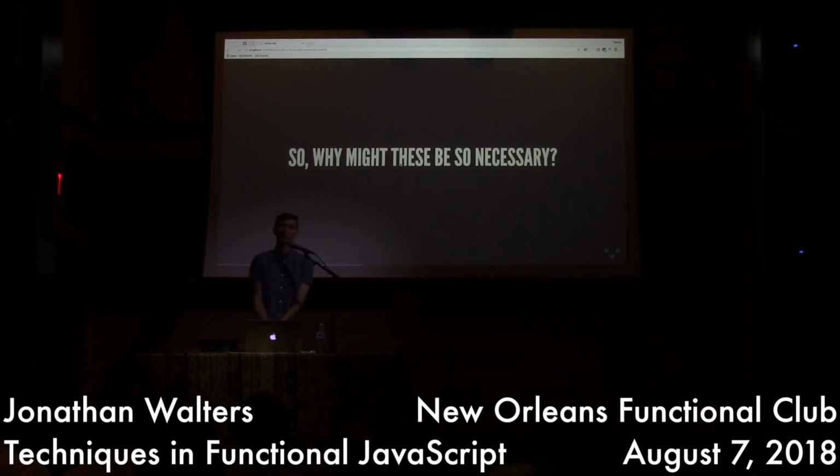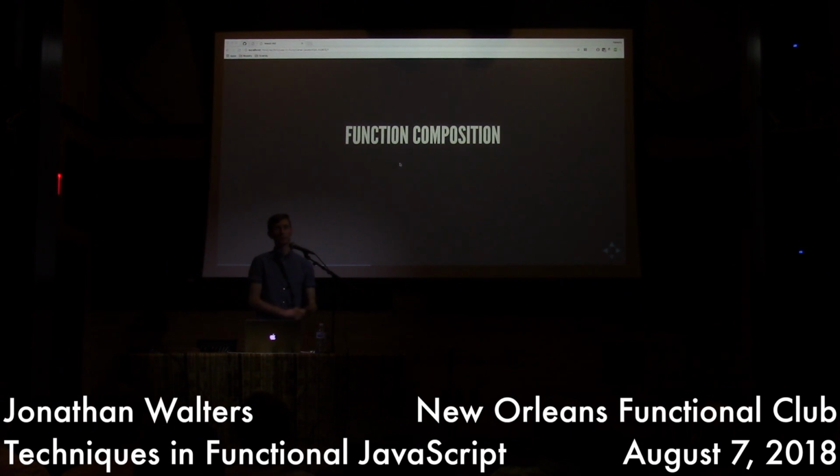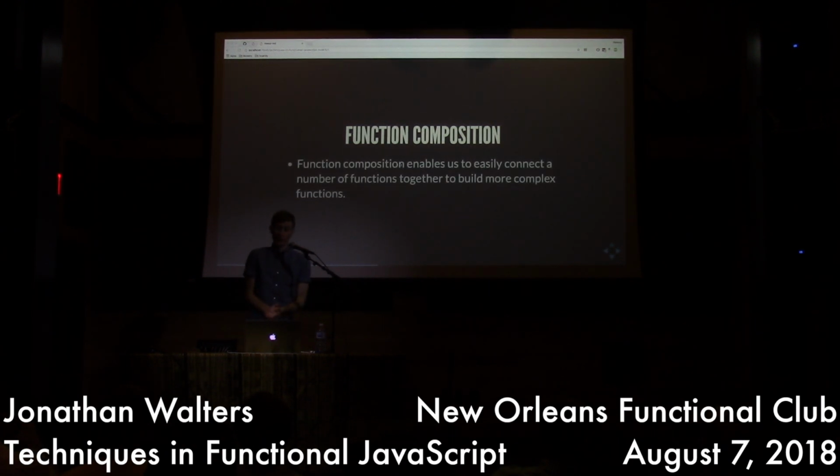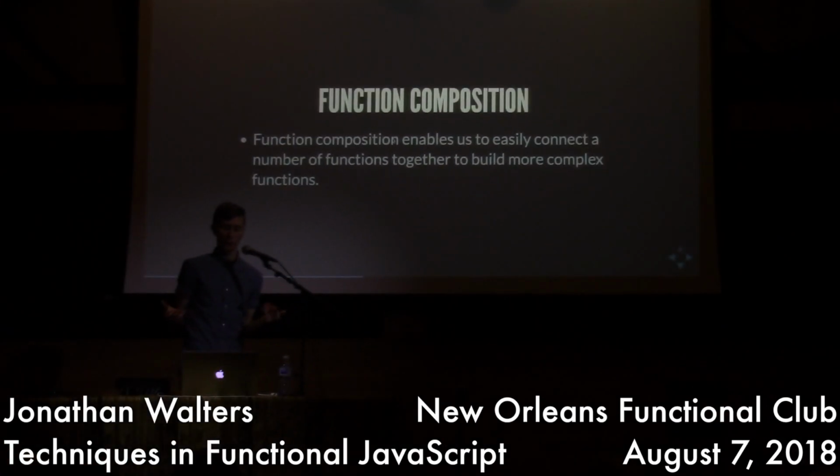All right, so you may be wondering why any of this would be necessary. And I think that if partial application and currying are the topics, the theme of this talk would be function composition. Function composition is something that I feel we should all strive to do more of, as often as we can. Function composition enables us to easily connect a number of functions together in such a way that we can build more complex functions. So we can define things in a bunch of smaller pieces that we can then compose together to orchestrate our intended result.